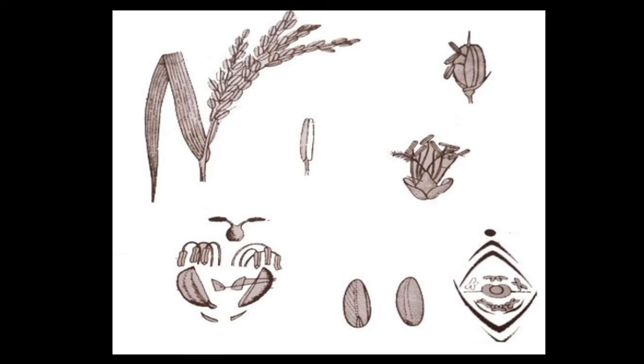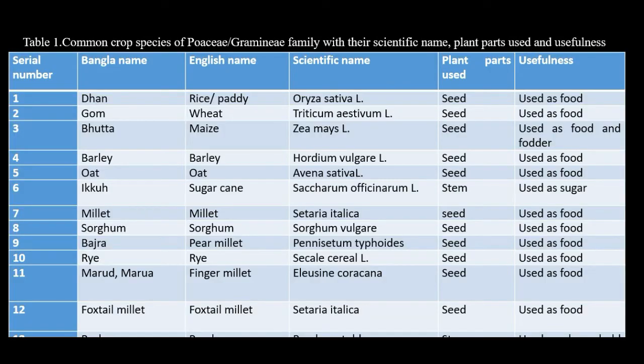And here are the economic plants, that means crop plants of this family. Number 1 is rice, which is also known as paddy. In Bangla we call it dhan. The scientific name is Oryza sativa. The plant part used is the seed, used as food grain.